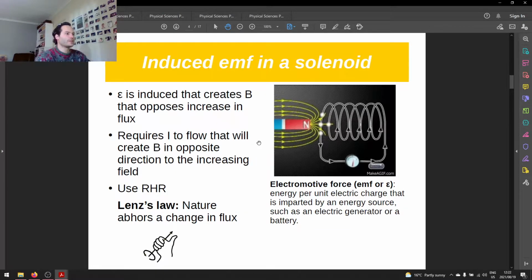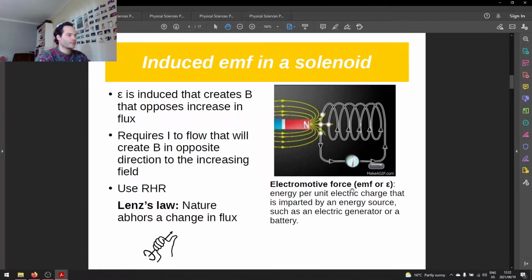Then we can have a look at the induced EMF through a solenoid. All right. EMF is induced that creates a magnetic field that opposes the increase or decrease in flux, and the reason for that is Lenz's law. Nature abhors a change in flux. So basically, when a magnet is brought towards or away from a coil, the magnetic flux is changing. When it's brought towards, magnetic flux increases. When it's taken away, my magnetic flux decreases. That's because there's more penetration of those magnetic field lines through that area.